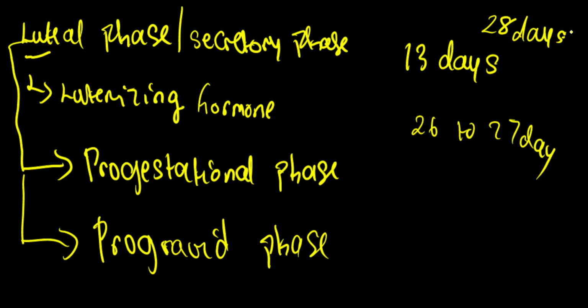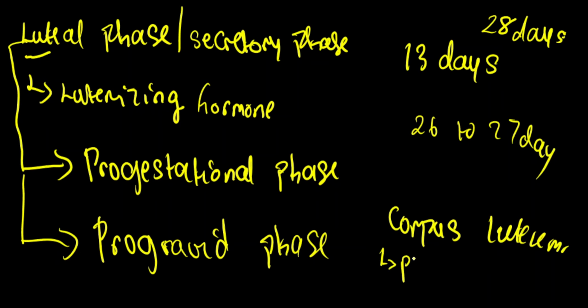Okay, so what happens in the secretory phase? What happens in the luteal phase? In the luteal phase, of course, luteal, luteinizing, corpus luteum, they all relate. So this phase coincides with the formation and the growth of the corpus luteum. Of course, the corpus luteum produces progesterone. So progesterone is produced by the corpus luteum.